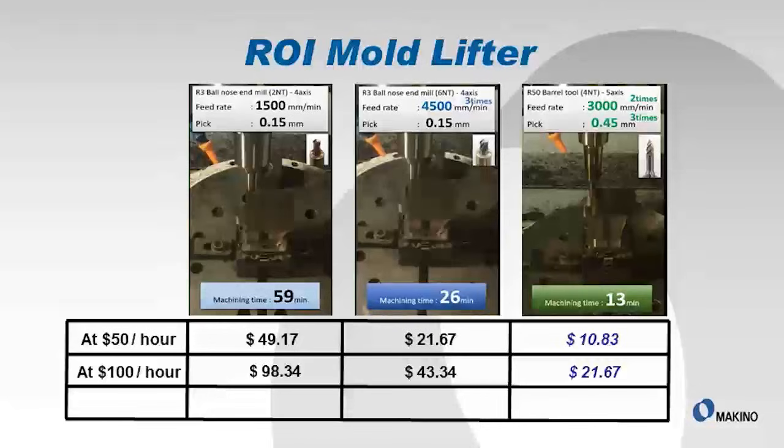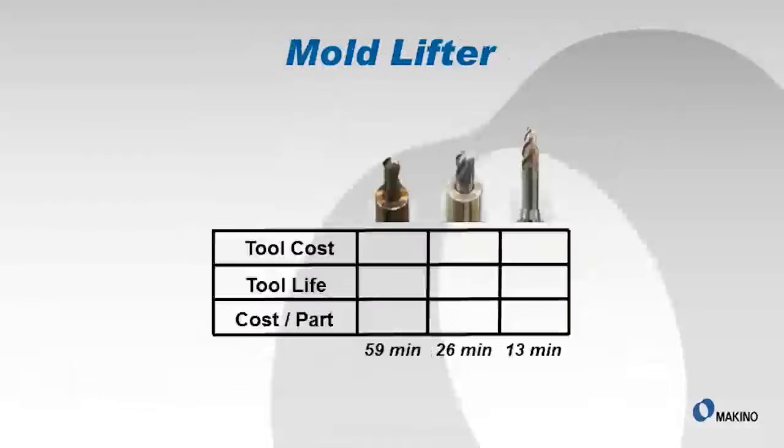On the last one, you're down to $21. And if you go $150 an hour, you can see $150 to $65 to $32.50. So obviously there is a significant difference in the cost per part. Take that a little further for the mold lifter, and this is the first op that we showed the videos of.